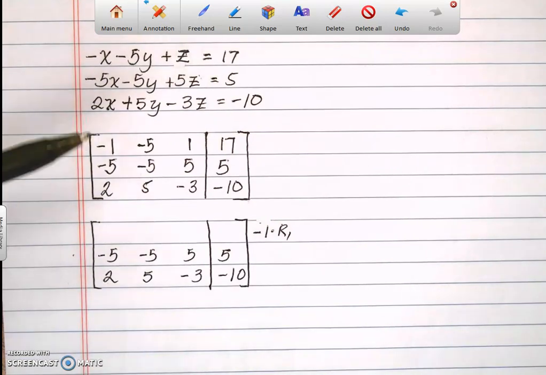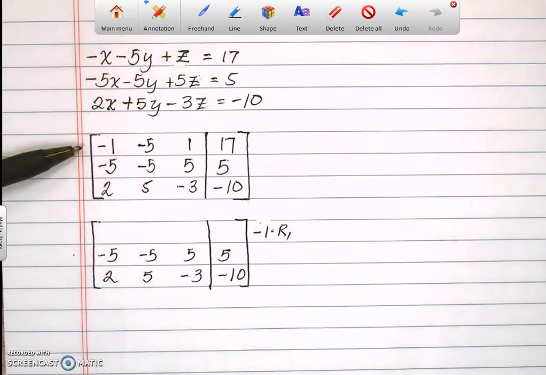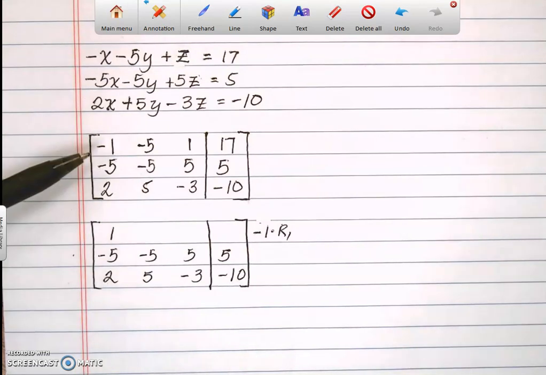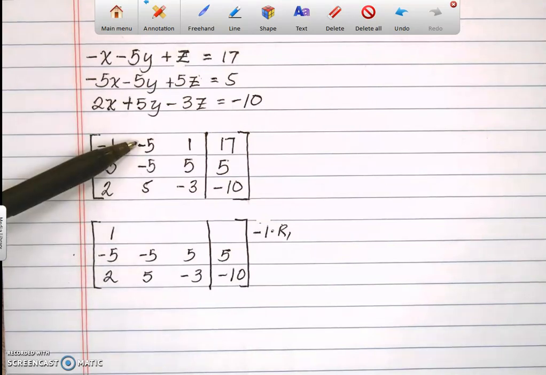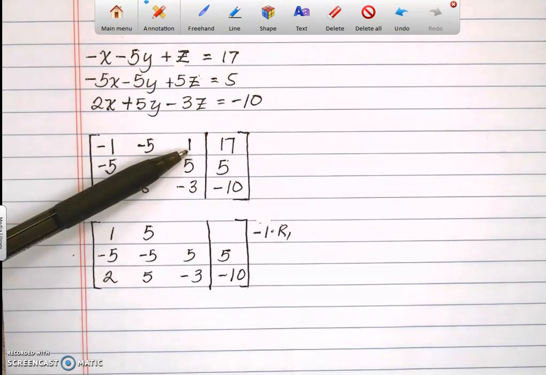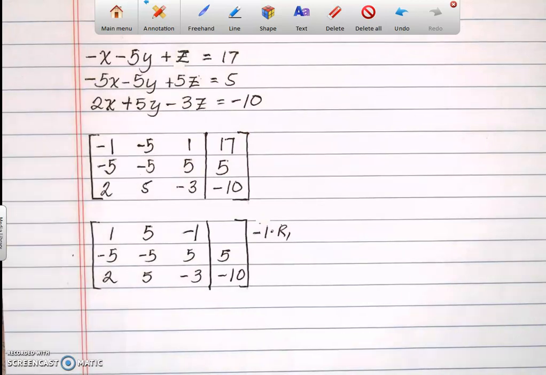We're now going to multiply row 1 by a negative 1. So negative 1 times negative 1 is positive 1. Negative 5 times negative 1 is positive 5. 1 times negative 1 is negative 1. And 17 times negative 1 is negative 17. All right, so one thing was accomplished, and that is that this is a 1.